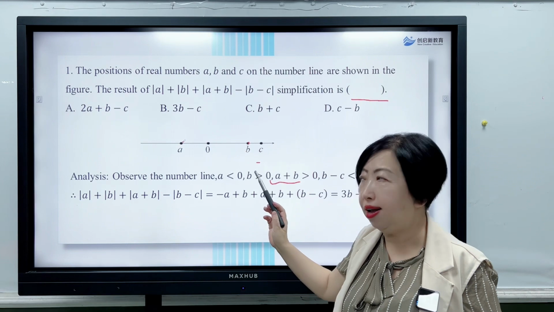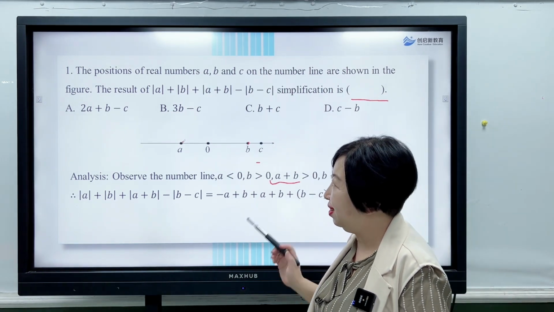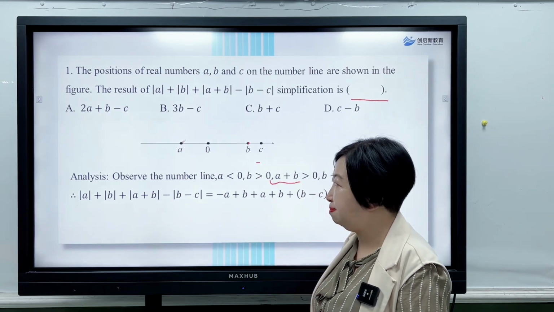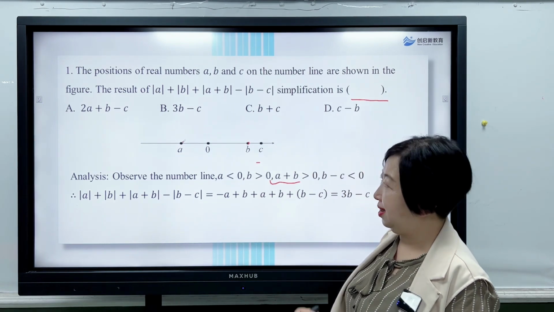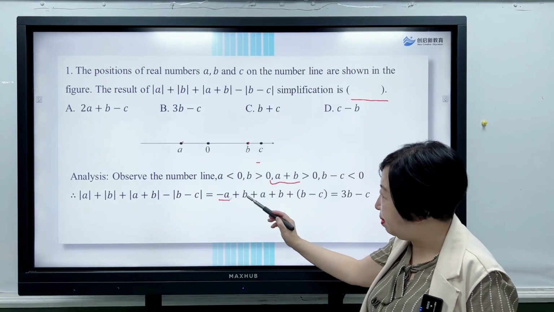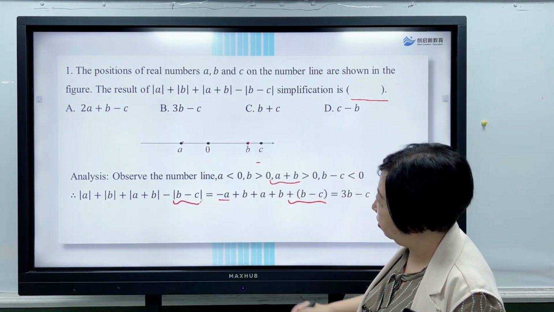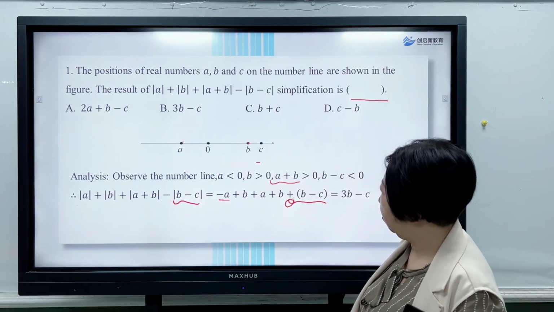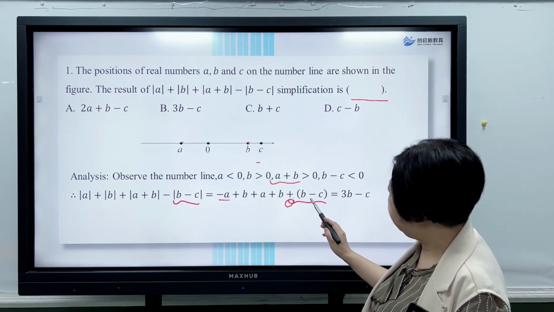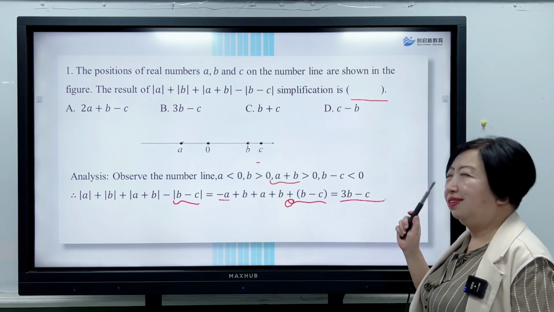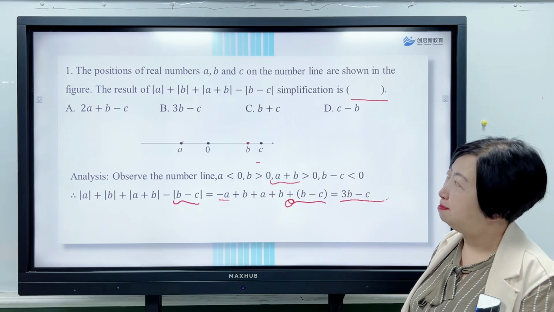So a + b is greater than 0. And b - c is less than 0. So the expression, of course, is the negative a + b plus a + b, and here is a negative number, so it changed, it became plus b - c. So the result, the value is 3b - c. So we can choose B.